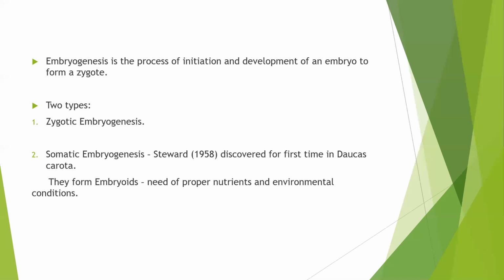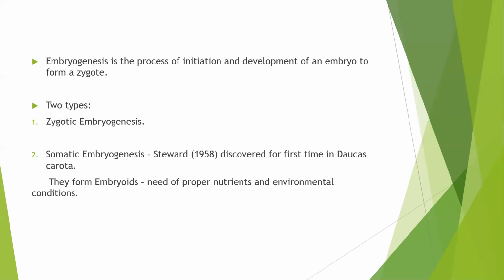When male and female gametes come together, they fuse and form a zygote. Male and female gametes are in N form. When they fuse together, they form a 2N cell. So this is zygotic embryogenesis. In somatic embryogenesis, there is no fusion of two gametes. We take somatic cells which are going to form the embryo.